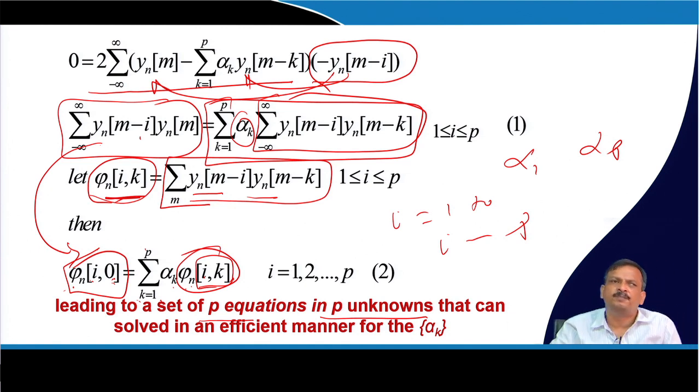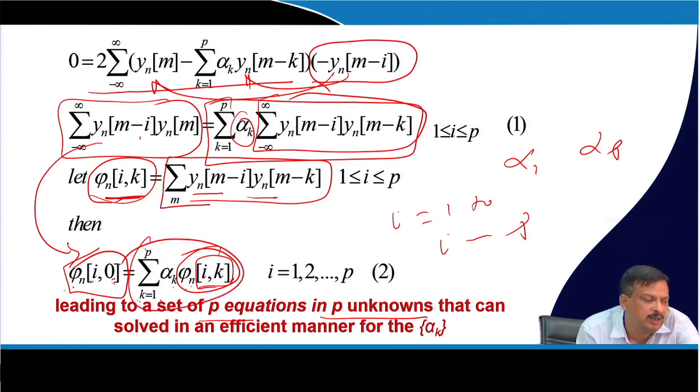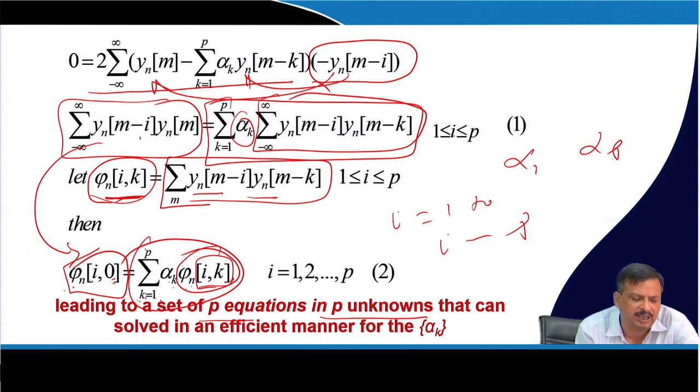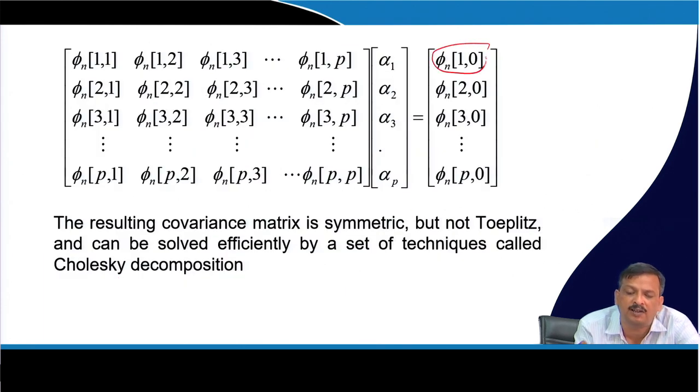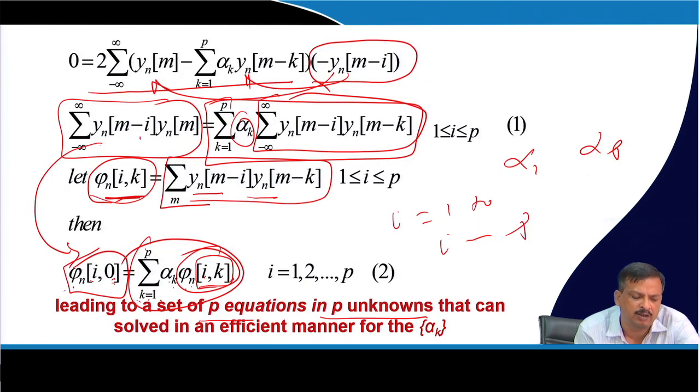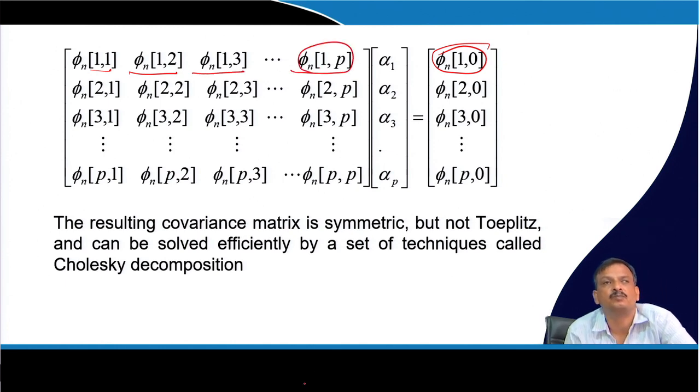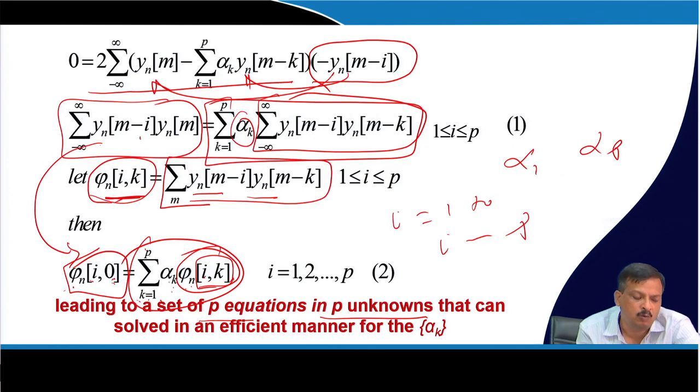Now I can solve it. I have p number of unknowns and p number of equations. So if I want to write it in matrix form, how can I write this side? This side, what is there? αk, so k equal to 1 to p, and i equal to 1. So if I say φ(1,0), this is i equal to 1. So I put i equal to 1, k equal to 1 to p: φn(1,1), φn(1,2), φn(1,3), up to φn(1,p), because k varies from 1 to p.